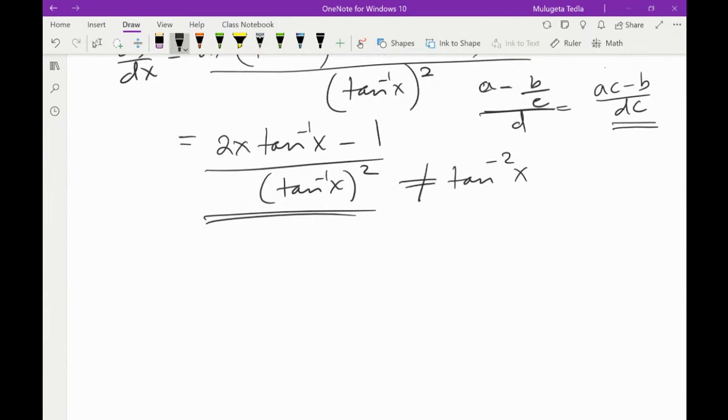It's not equal to tan. No. This is not correct. That's what I say, not equal to. This is meaningless, really, unless you write tan of inverse of x squared, which is meaningful. This is correct.